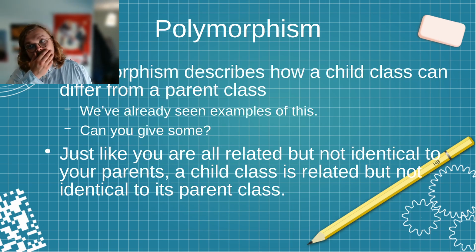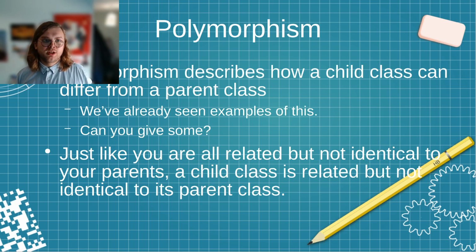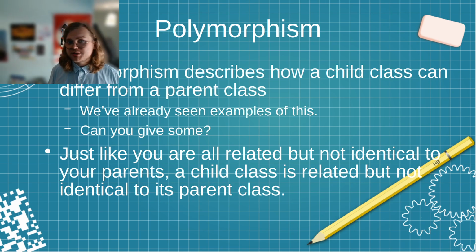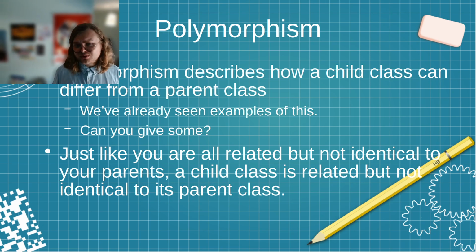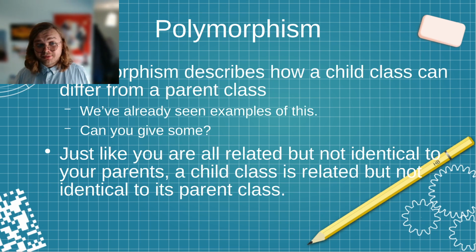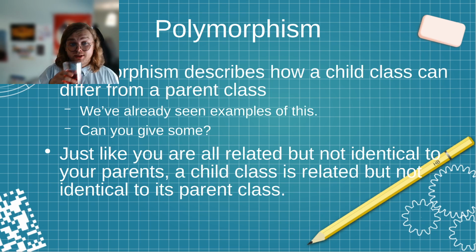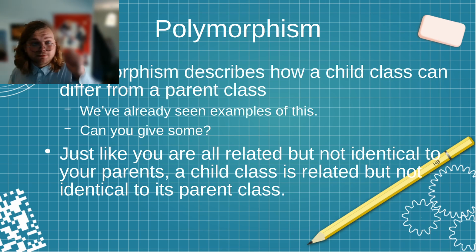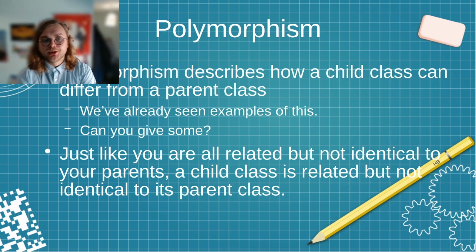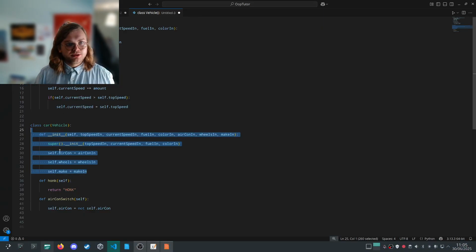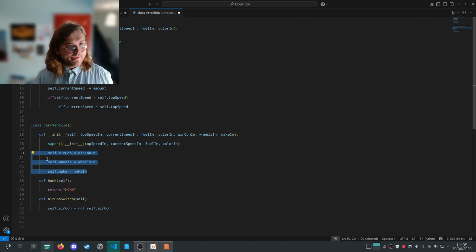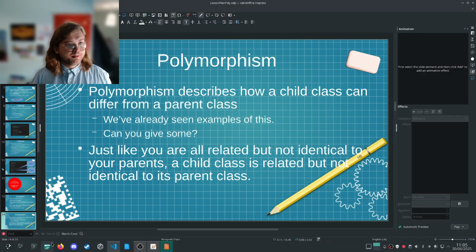Okay, so now we're going to look at polymorphism. And polymorphism describes how a child class can differ from a parent class. So we've already seen some examples of this. So at this point I'll ask the class to pause and give me some. Okay, before I have a drink of some lovely Vimto. So, hopefully the class can remember that the car has aircon, wheels and a make, that the vehicle didn't.